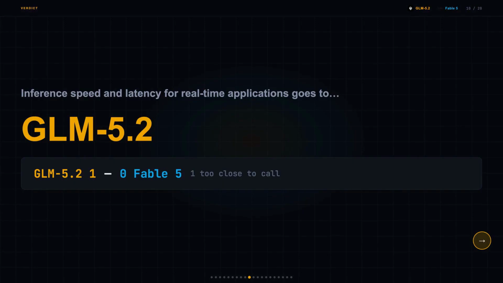GLM 5.2 is nearly twice as fast on output and responds about 80 times faster on first token, so GLM 5.2 takes speed, no contest. Running score, GLM 5.2, 1, Fable 5, 0, with 1 tied, and for anything real-time, GLM 5.2 is the only one that actually feels instant.